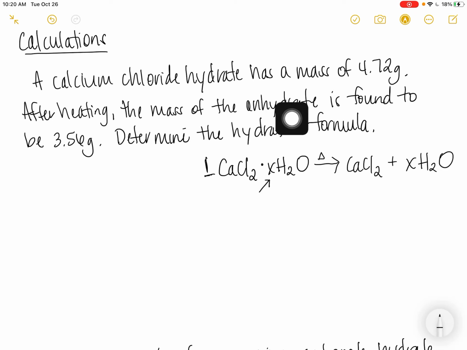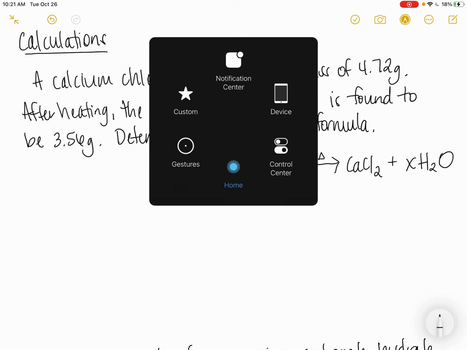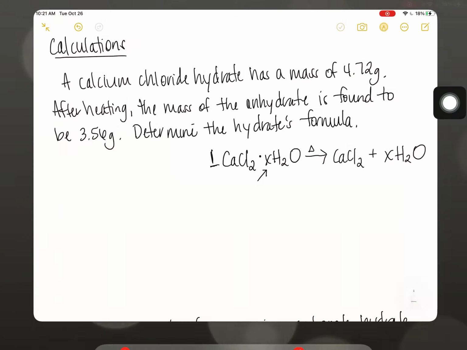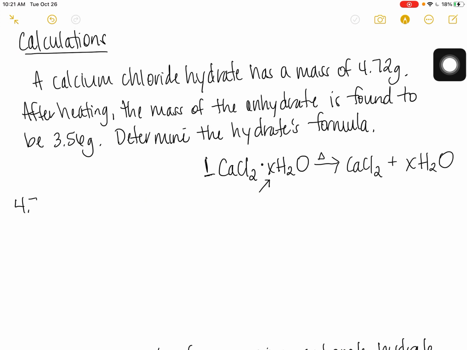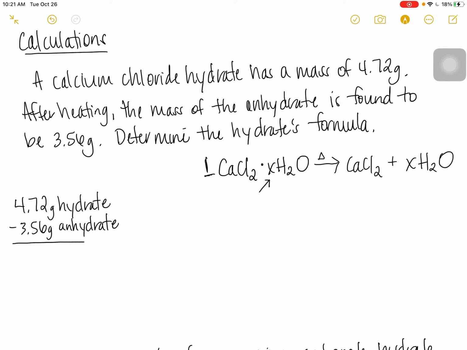I do, however, know the mass of the anhydrate, which is 3.56. So that I could definitely calculate a mole value with. And then think about this for a minute. If I know the mass of the hydrate and the mass of the anhydrate, well, then the difference between them must be how much water was driven off. So that's a really good place to start: if my hydrate weighs this, and my anhydrate weighs that, the difference between the two must be the mass of the water that was evaporated. And so that's 1.16 grams.